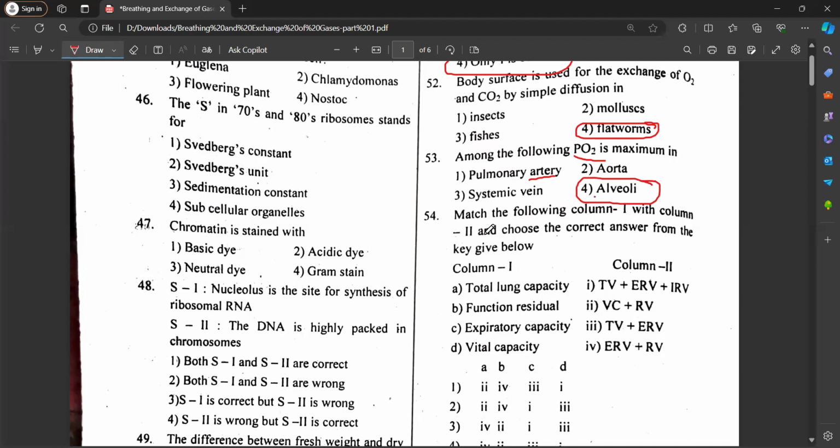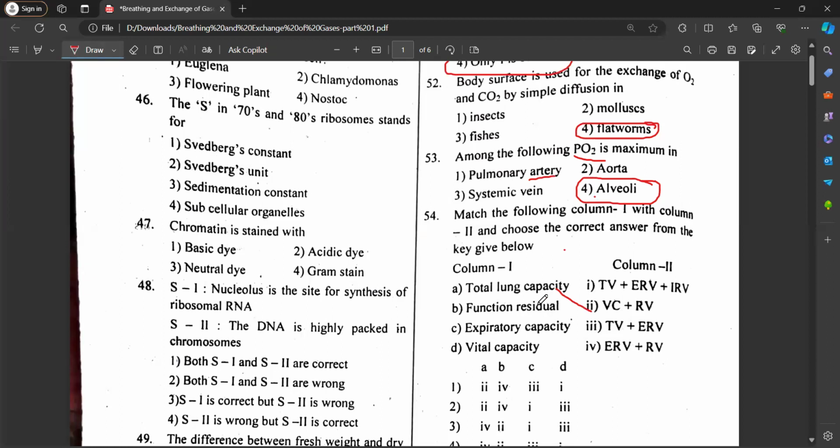Next question. Match the following. Column 1, column 2. Total lung capacity, TLC. TLC, we know that it is TV plus IRV plus ERV plus RV. But we don't find that option here. Then we should go for another. We know that VC is equal to TV plus IRV plus ERV. To this VC, RV is added. Therefore, TLC is equal to VC plus RV.